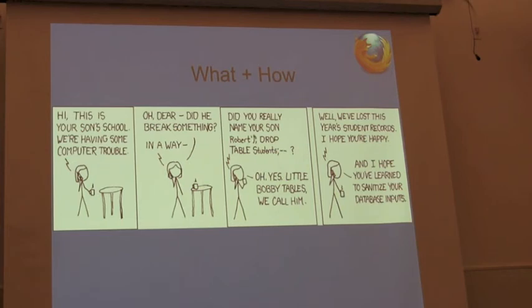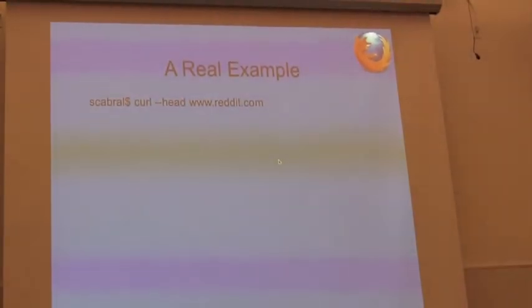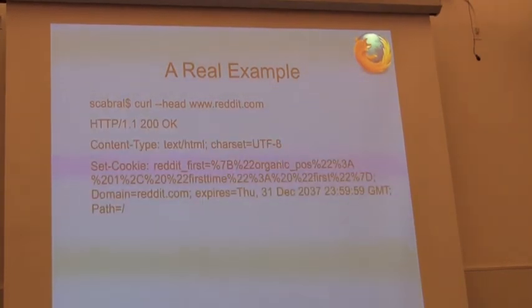So yeah, I mean, Robert'); DROP TABLE students;-- Yeah, that could do things. Here's a real example. If you do curl --head on reddit.com, this is what you get. We've got HTTP 200 OK, that's fine. Content type, great. It sets a cookie, who cares? And the server is '; DROP TABLE server types.